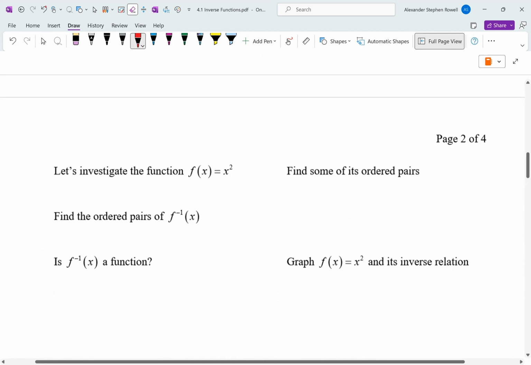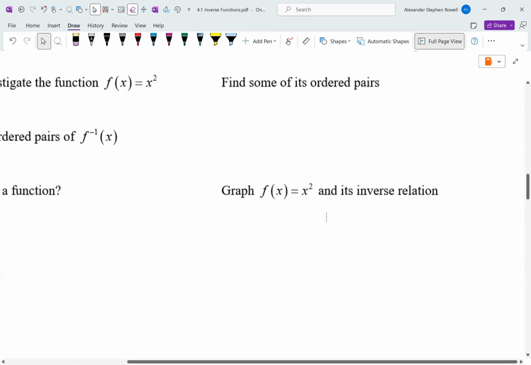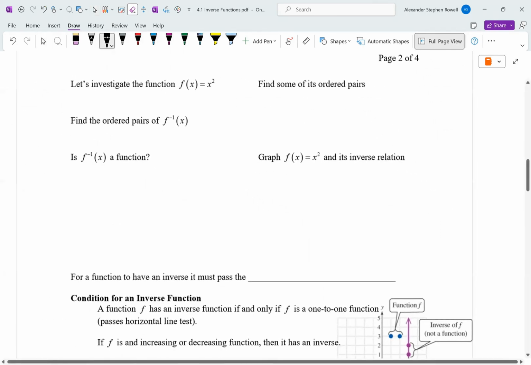y equals x squared. Is y equals x squared a function? Yeah. Okay. It's a parabola, which means it passes the vertical line test.